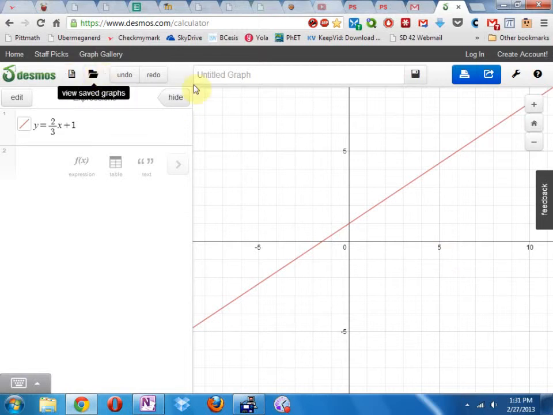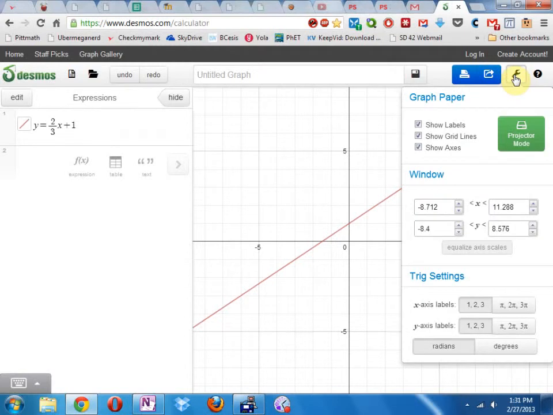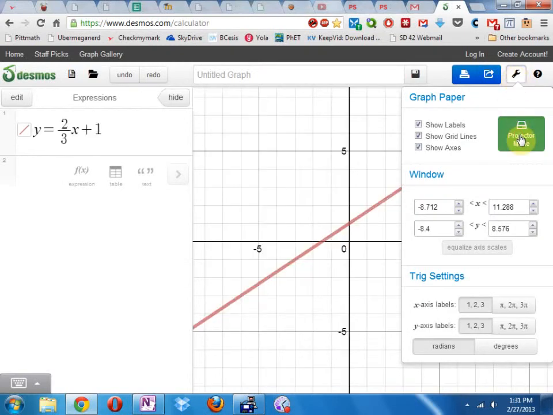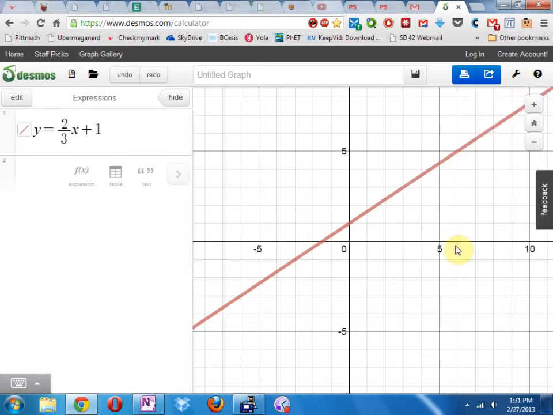New blank graph. No. Print this graph. Share this graph. Options. Projector mode. Nice. Thank you. I like that. Now you can see the lines a little better.